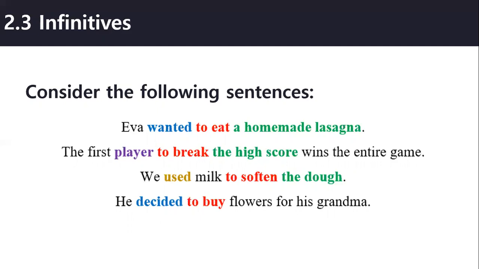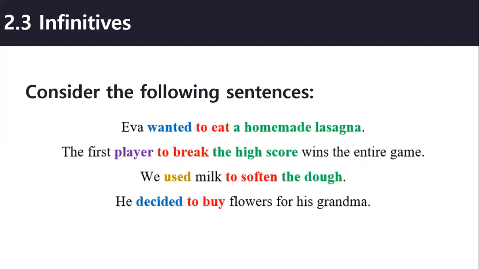Notice that in the first sentence, "to eat" is the object of "wanted," like a noun. It also takes an object, "a homemade lasagna," like a verb. Similarly, "to break" modifies "player" in the second sentence like an adjective. It also has a direct object, "the high score," like a verb. Furthermore, in the third sentence, "to soften" modifies "used" like an adverb. It also takes an object, "the dough," like a verb.